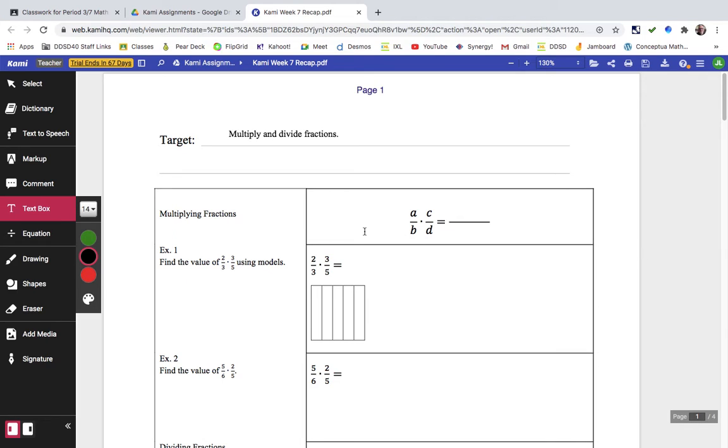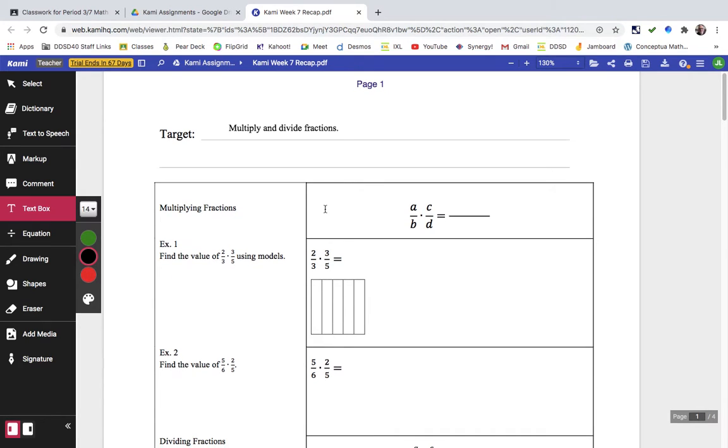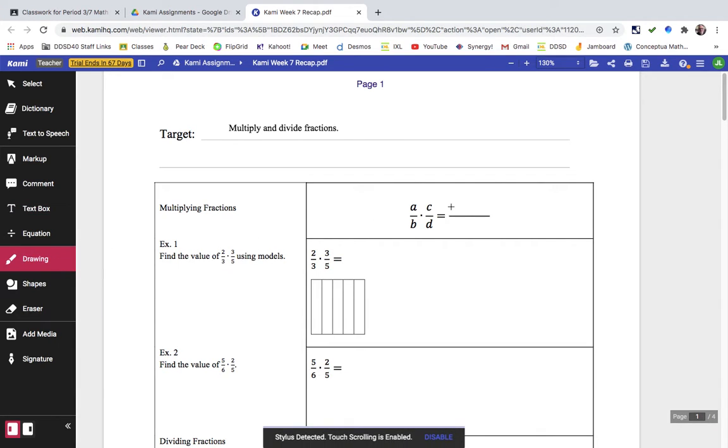We went over CAMI week 7. The target is to multiply and divide fractions. We are not going to divide fractions until tomorrow. So we begin this CAMI, and to multiply fractions, what we learned yesterday is that you can multiply the numerator times the numerator and the denominator times the denominator. So that's A times C divided by B times D, if you're multiplying any given fraction, A over B times C over D.